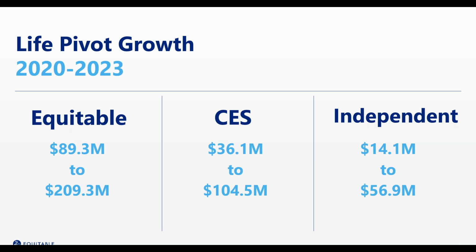Since we've pivoted towards accumulation-focused life insurance concepts, we were doing about $89 million worth of variable life two years ago, and last year we finished up at $210 million.